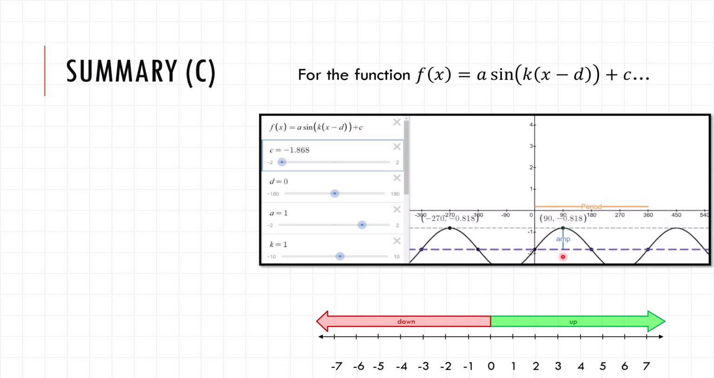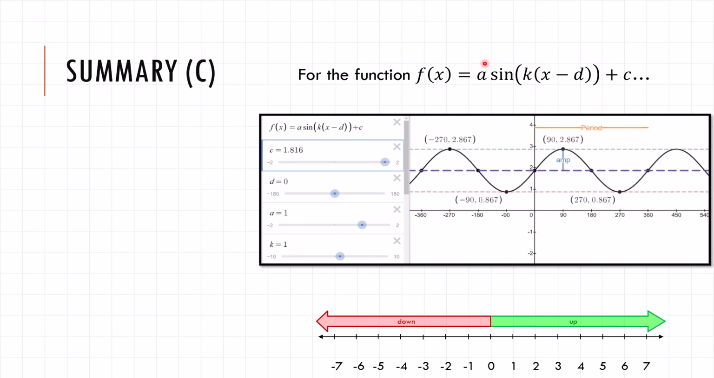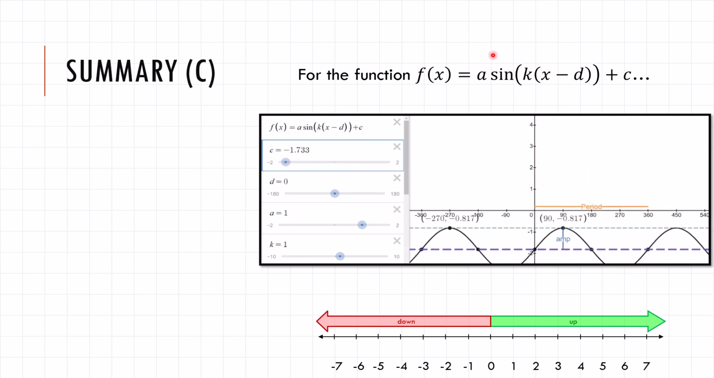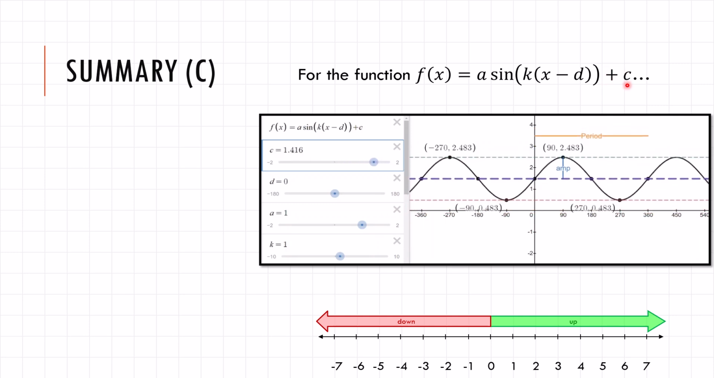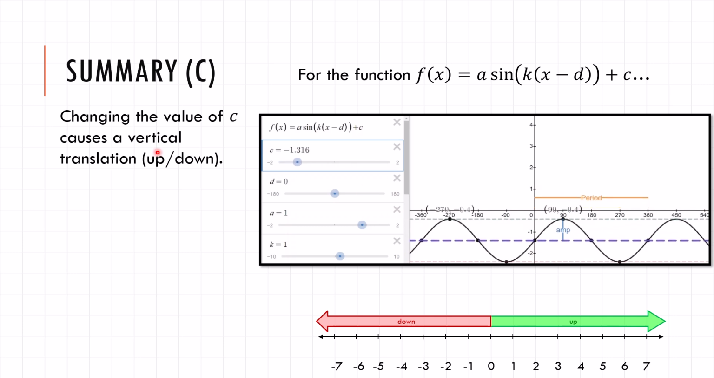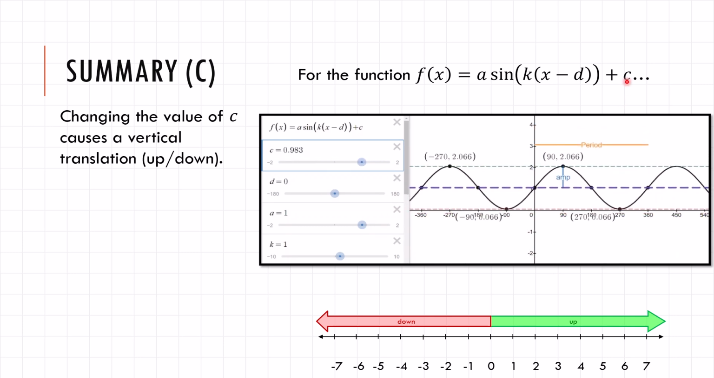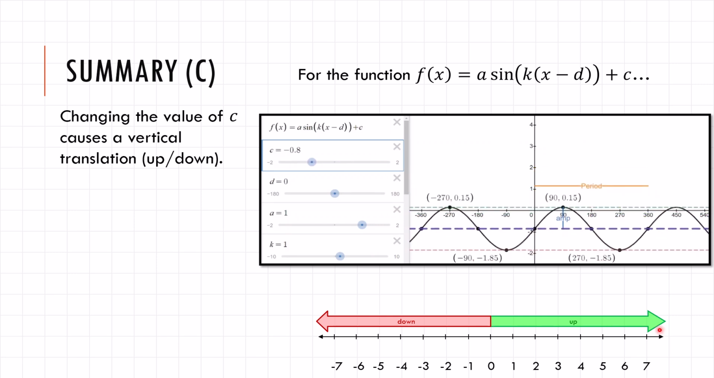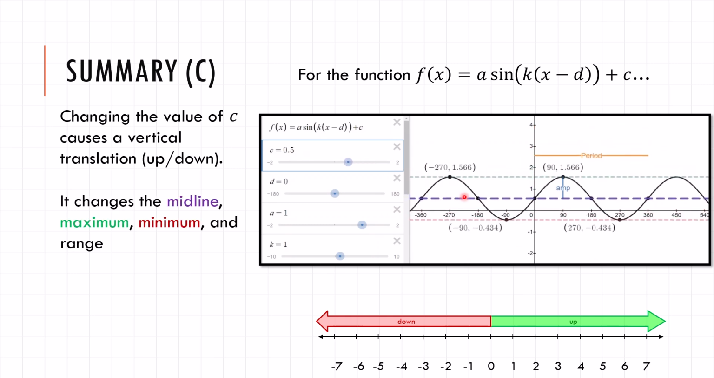Finally, we have the value c. So when we add or subtract a number after we have multiplied by a, so after we've taken the sine of whatever the input is, and then multiplied it by another number, if we add or subtract a number now, that would cause all of these points to translate up or down. If the value of c is positive, the function will translate up. And if it's negative, it will translate down. And this, of course, will change where the midline is.